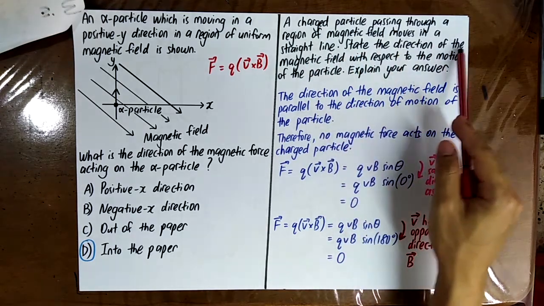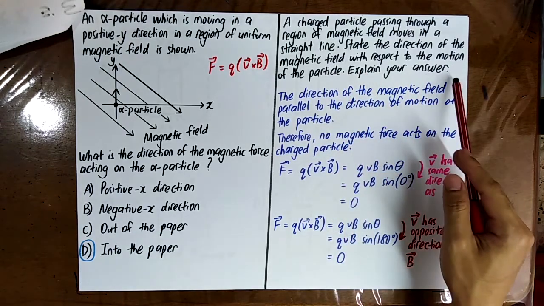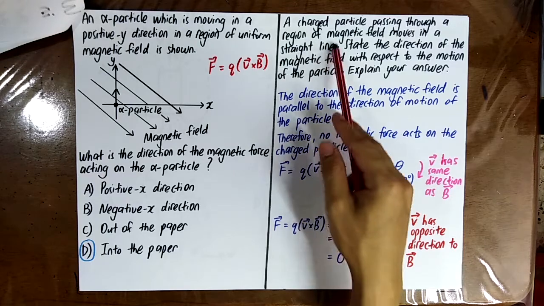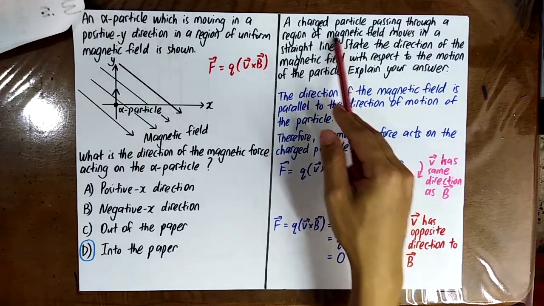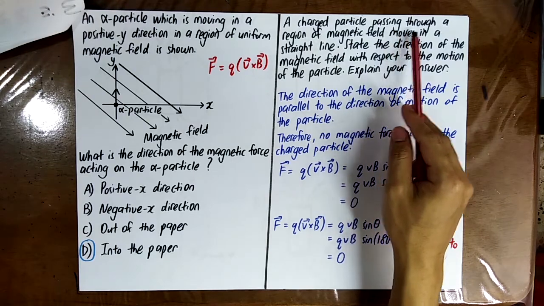A charged particle passing through a region of magnetic field moves in a straight line. State the direction of the magnetic field with respect to the motion of the particle. Explain your answer. Just now we know that in a magnetic field, the charged particle will move in a circular path, but now it moves in a straight line.